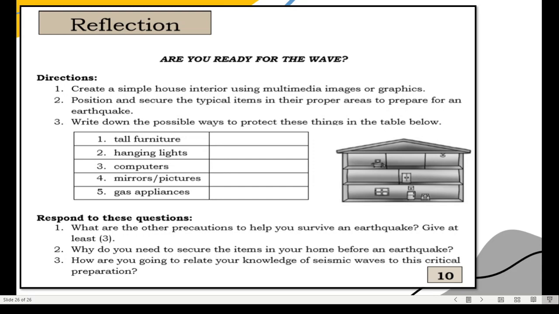Kasi may times sa pag nag-earthquake, tapos mali tayo ng mga position sa mga appliances natin, nagkakaroon ng accident. Minsan, pag mali yung position ng gas stove natin, sumasabog siya, nagkakaroon ng fire. So, may earthquake na, may sunog pa, di ba? So, ayun. And then, you answer the questions 1 to 3 below. And then, wait for the further announcement for the output number 2, which is also graded.